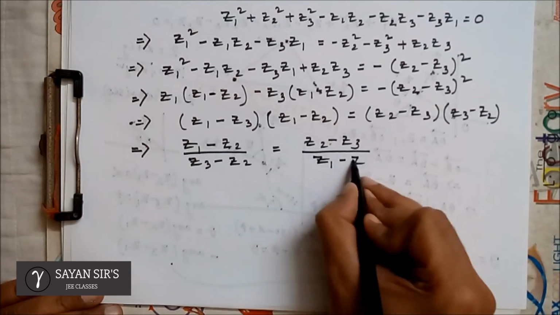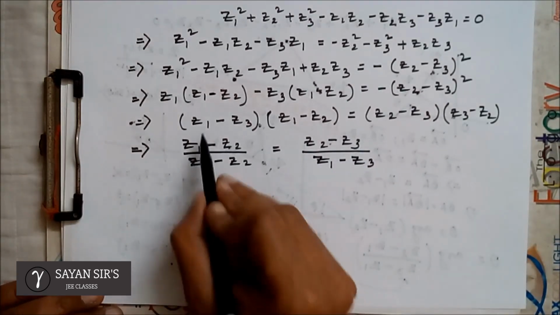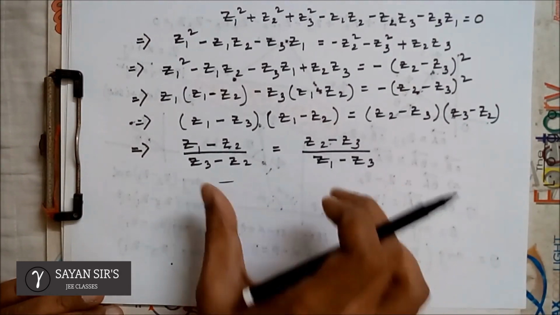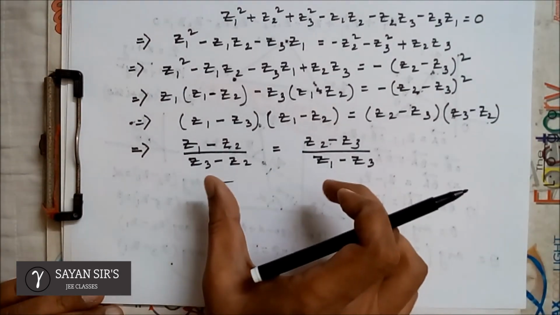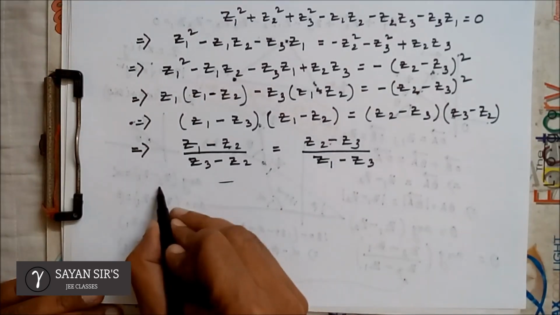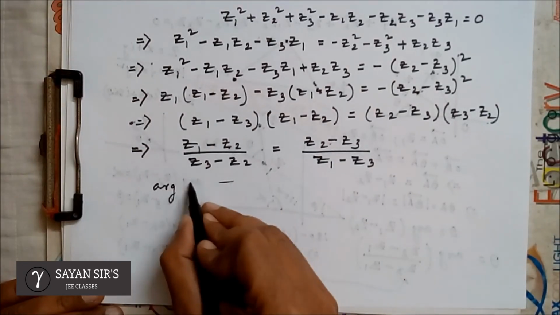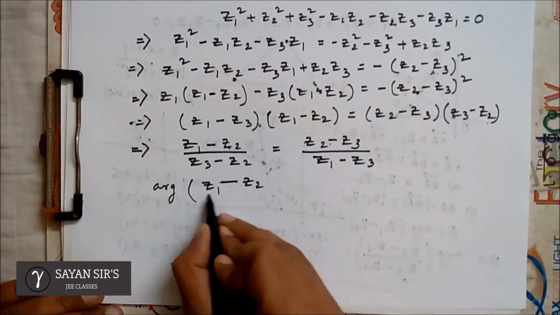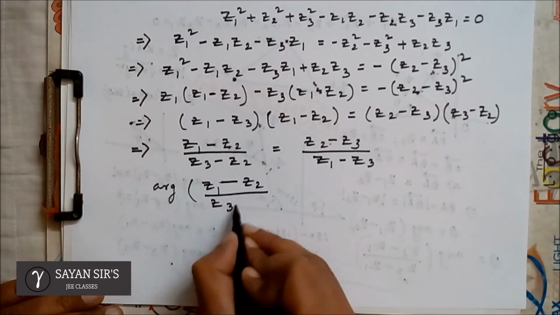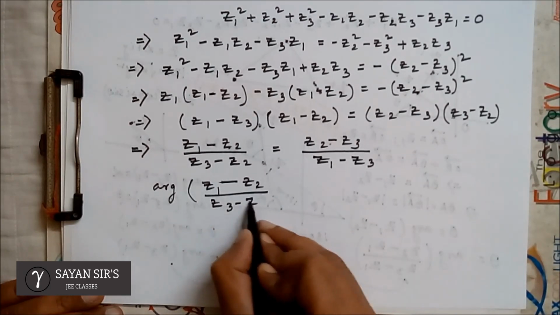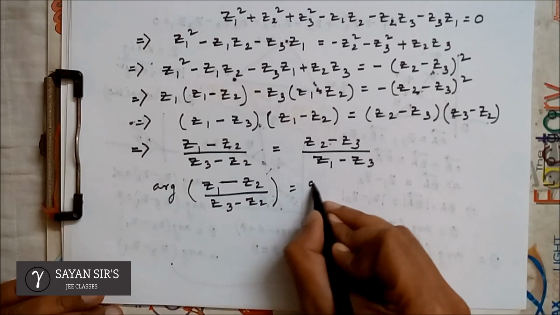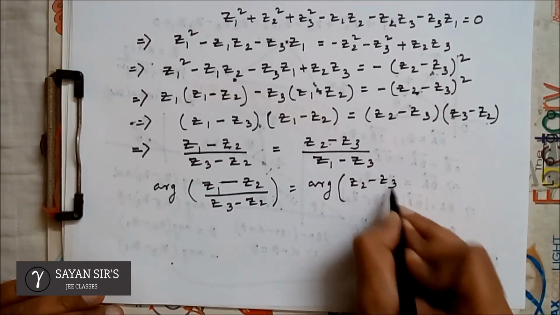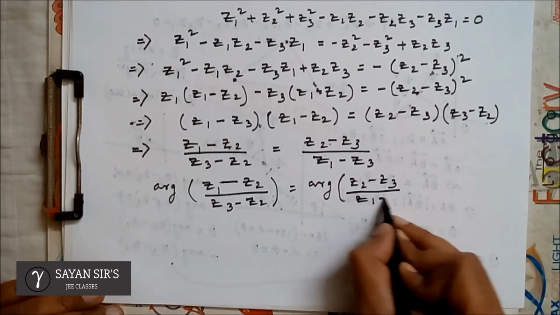So here's a complex number. This whole thing is a complex number. This whole thing is a complex number. They are equal, so their magnitudes are equal and their arguments are also equal. So equating their arguments, we can say that argument of (z1 minus z2) divided by (z3 minus z2) equals the argument of (z2 minus z3) divided by (z1 minus z3).